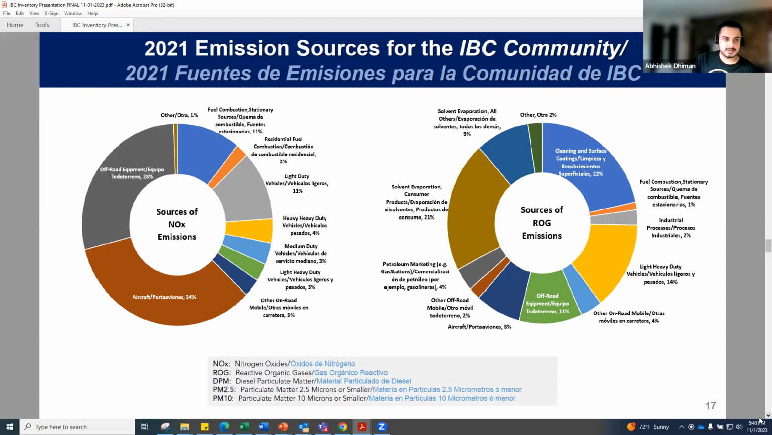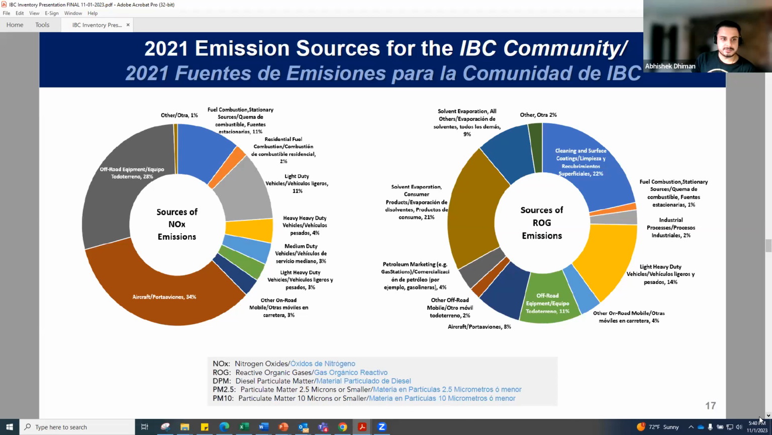ROG emissions in the community, which are shown on the right in the pie chart, are dominated by emissions from stationary and area-wide sources, with stationary accounting for 29% and area-wide accounting for 33%.